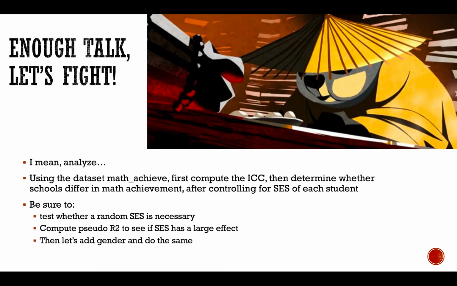Enough talk, let's fight. If you want an opportunity to do that on your own, go ahead and analyze using the math achievement data set. First compute the ICC, then determine whether schools differ in math achievement after controlling for SES of each student. And be sure to test whether a random socioeconomic status is necessary. Compute pseudo R squared, which is what we've been talking about, to see if SES has a large effect. Then let's add gender and do the same. I haven't actually created your homework yet, but I'm going to do that today. So that'll probably be your homework assignment.